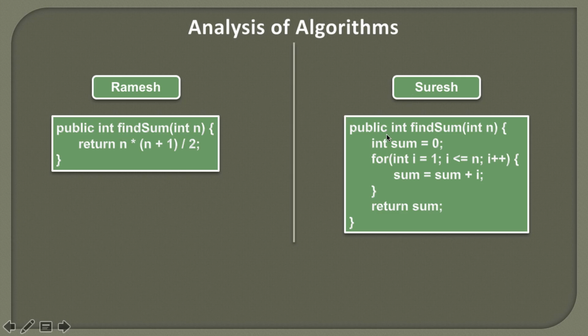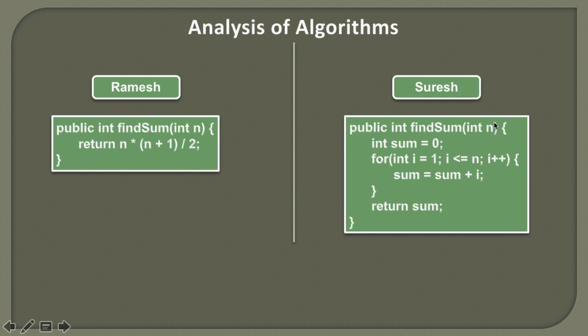And here Suresh has written an algorithm which is what we discussed in our previous slide, that is 1 plus 2 plus 3 plus 4 plus 5. What he's doing is creating a variable sum, initializing it with 0, and providing a for loop which starts from 1. So here i equal to 1, and this i will go till it's less than or equal to n, and once this statement gets executed we simply increment i by 1.